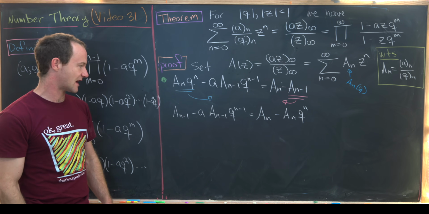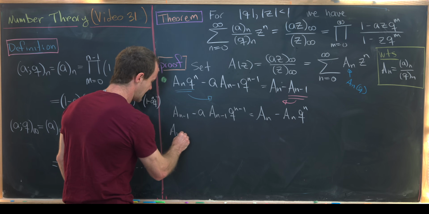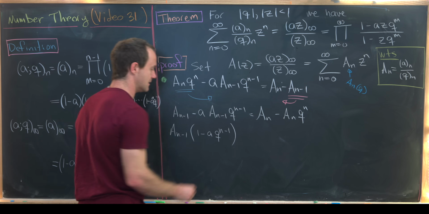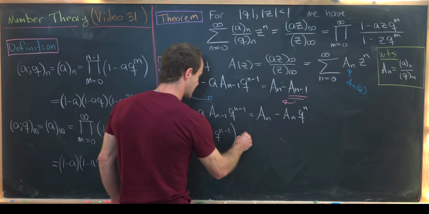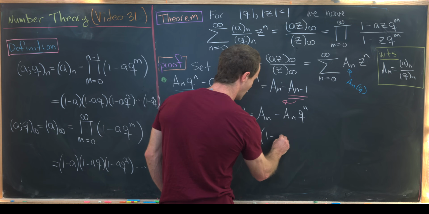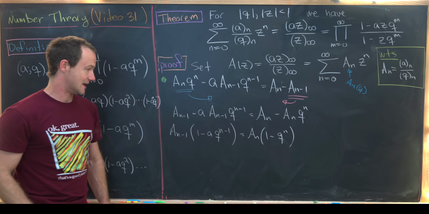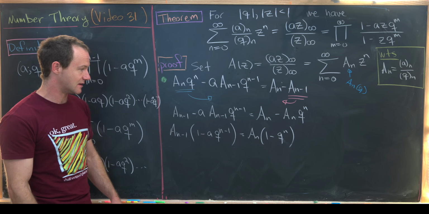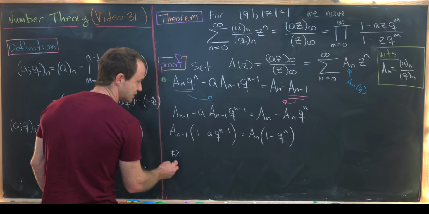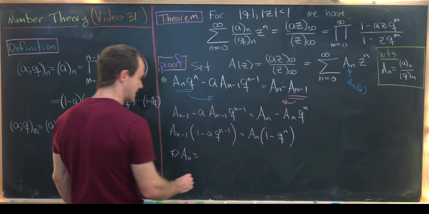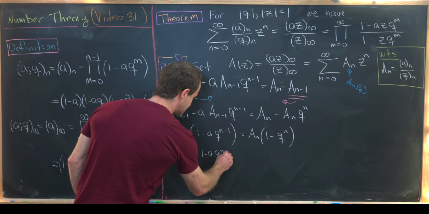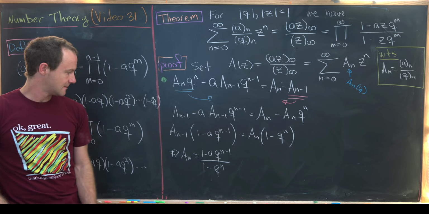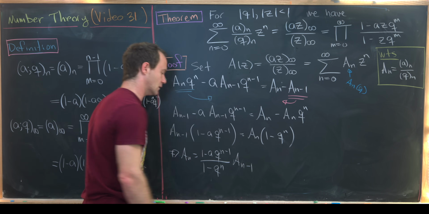Now let's factor some stuff out as we can. So here we'll have a n minus 1 times 1 minus q to the n minus 1. And over here we'll have a sub n times 1 minus q to the n. Let's see, where can we go from here? Now we can write a sub n in terms of a sub n minus 1, which is super nice. So notice that a sub n can now be written as 1 minus a times q to the n minus 1 over 1 minus a q to the n, times a sub n minus 1.